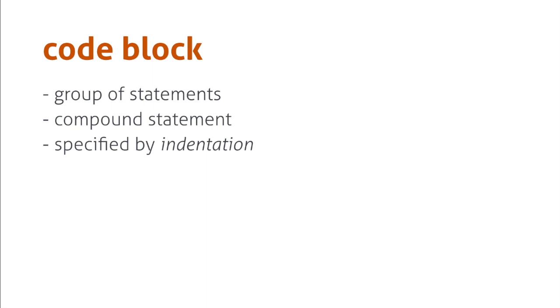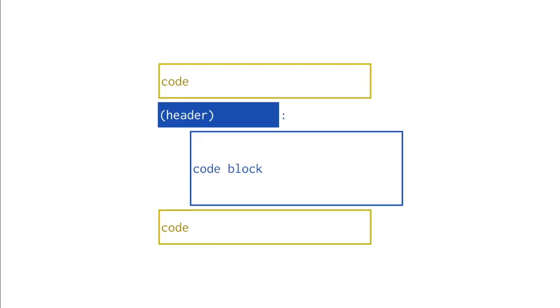Code blocks are a group of statements, sometimes called a compound statement, that's specified in Python by indentation. So in Python, code blocks are indented from their surrounding context. There's always a header to specify what to do with this code block. Some of the headers we'll learn in this course are for loops, if statements, and while loops.